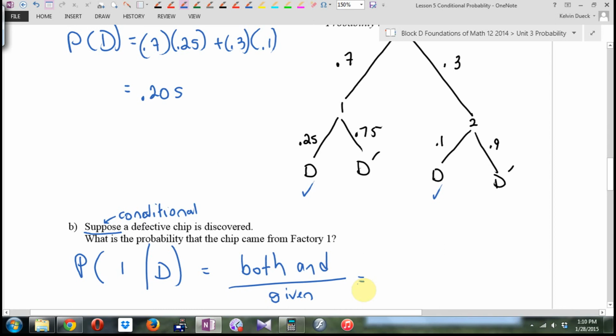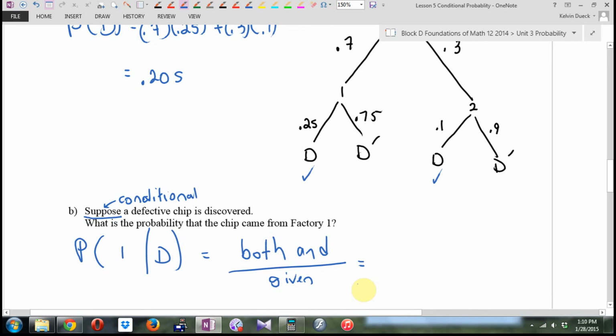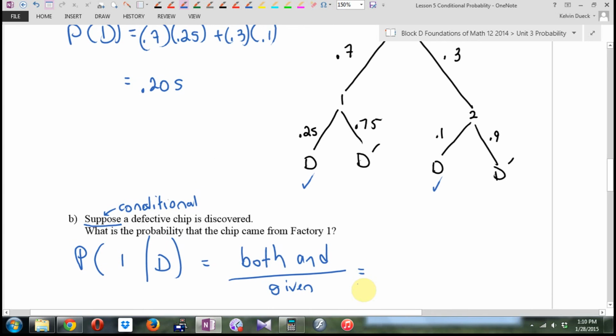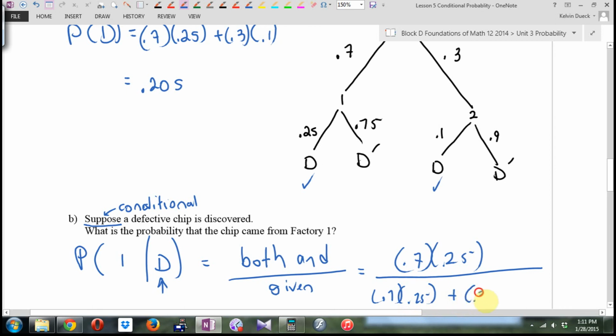Which branch has both and? Pardon me? Okay, what are the numbers on it? And I like the way you said and, yet multiply. There is the first branch. That's the branch that has both and. Which branches end in D? Which branches have the given one? There's two of them. 0.7, I said the whole branch, 0.25, or 0.3, 0.1. The whole branch, the whole branch, the whole branch.